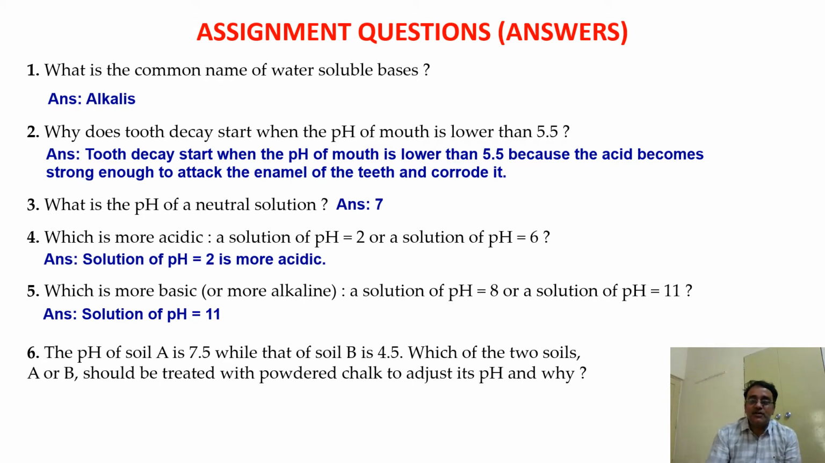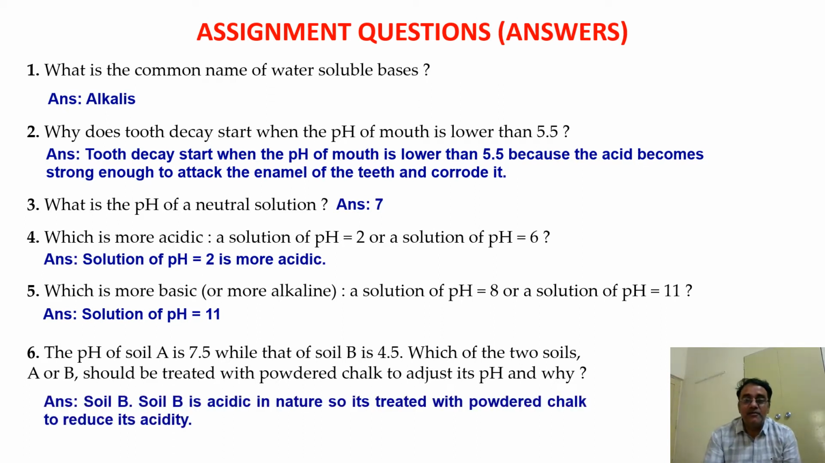The pH of soil A is 7.5 while that of soil B is 4.5. Which of the two soils, A or B, should be treated with powdered chalk to adjust its pH and why? See, the pH of the soil should be very near to 7. If it is not, then we have to adjust by adding some chemicals, that is powdered chalk. So soil B is acidic in nature because it is much less than 7. So it is treated with powdered chalk to reduce its acidity, right?